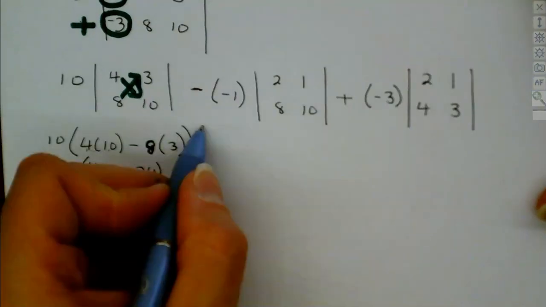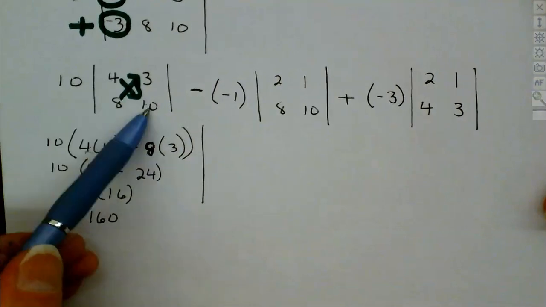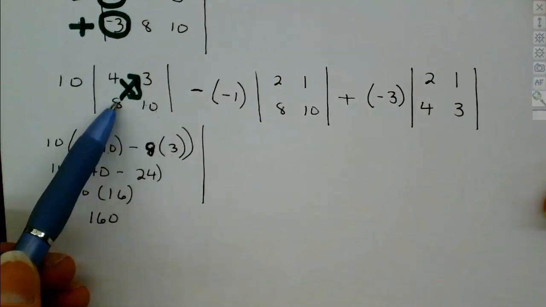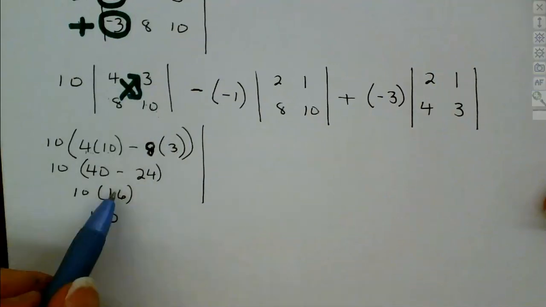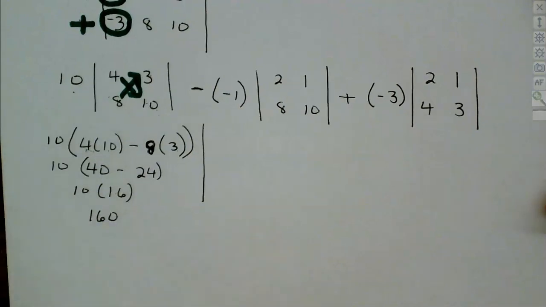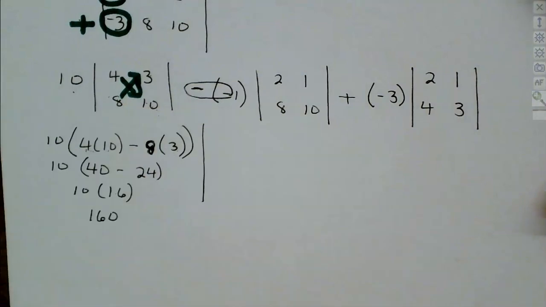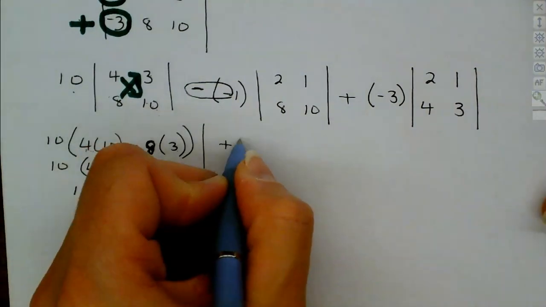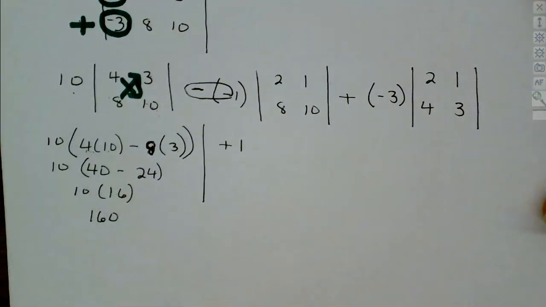Okay, we're going to do each one of them individually. So 4 times 10 is 40. 8 times 3 is 24. Subtract them, you get the 16. We still have the 10 out in front. Next one. What do we know about the next one? Well, the double negative in front of that 1 is going to make it a positive 1. You don't even have to write it, but I'm going to, just so you see it's there.